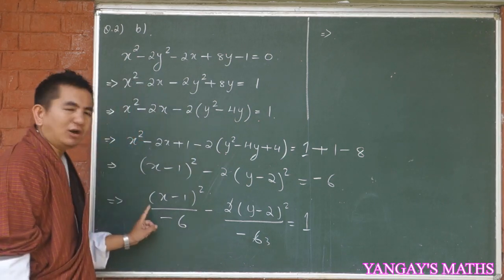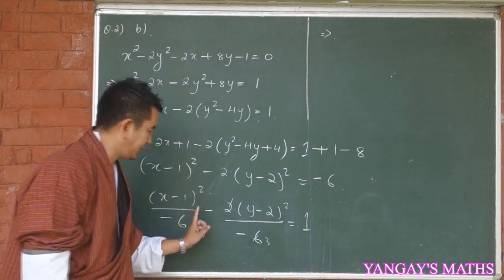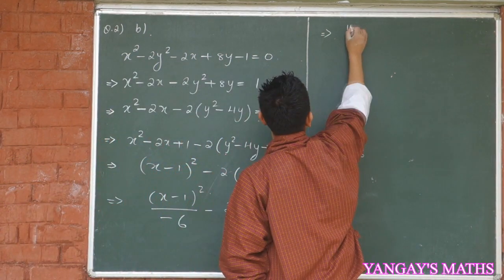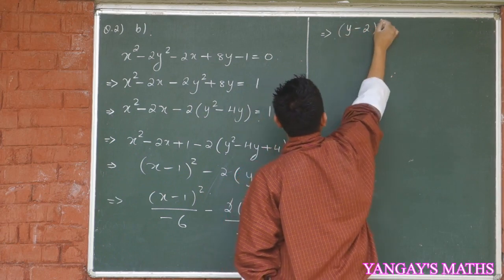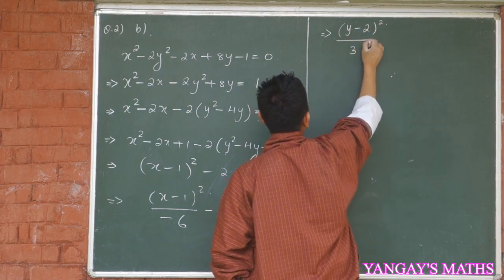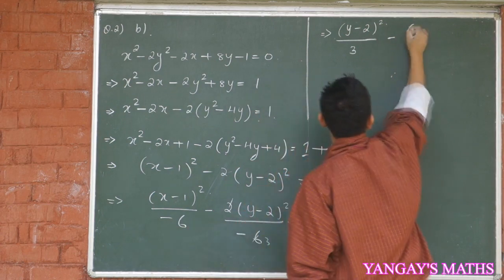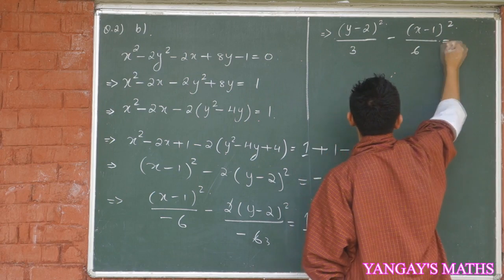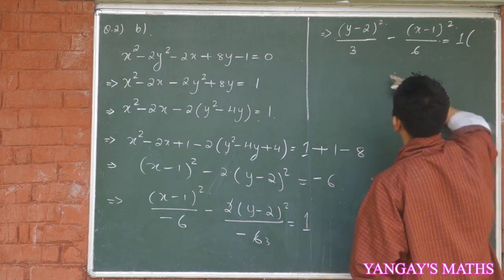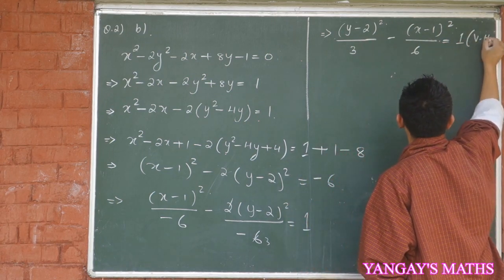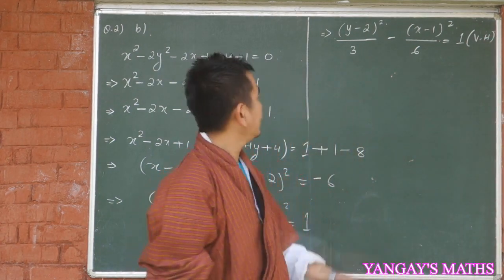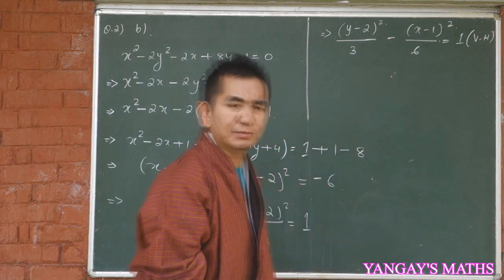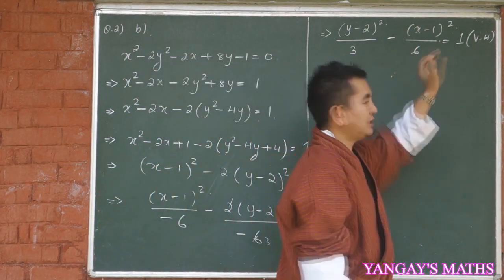It looks like, oh, this is a horizontal. No, it will become a vertical hyperbola. See, this negative and negative becomes positive. Then we have y minus 2 whole square divided by 3, then minus x minus 1 whole square divided by 6 is equivalent to 1. What is this now? This is a vertical hyperbola. Here we have minus, so it becomes a hyperbola. If it is plus, then it becomes an ellipse. So this is a vertical hyperbola.